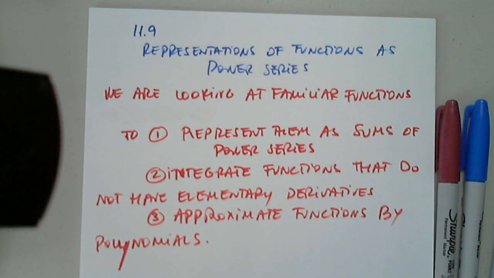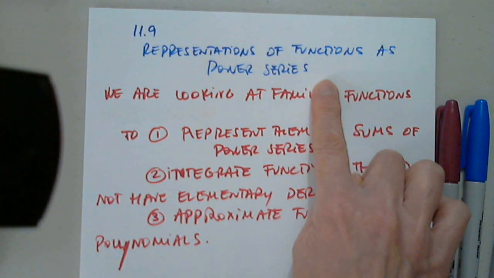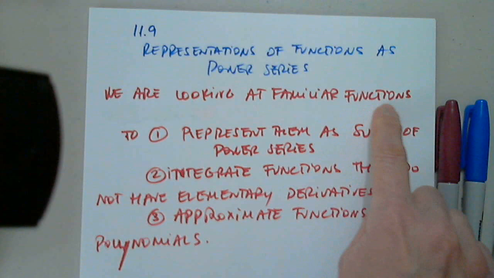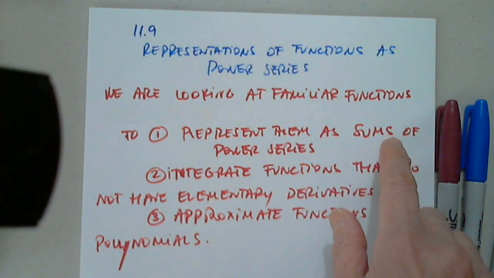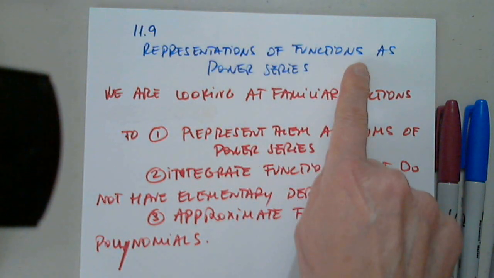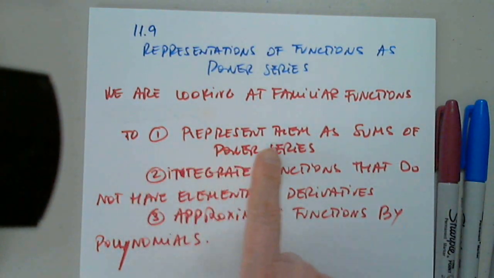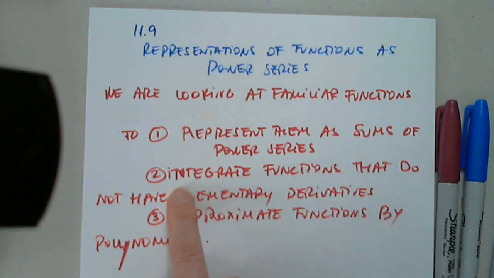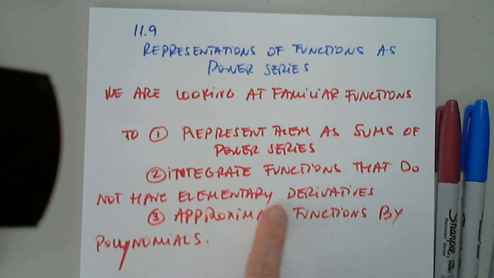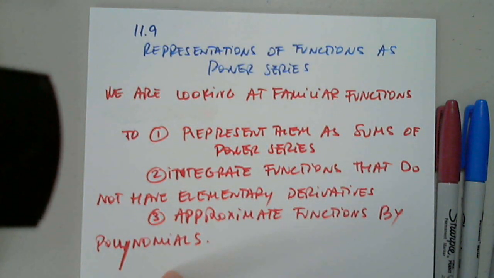Hello again. We continue with chapter 11 with 11.9, representations of functions as power series. We are looking at familiar functions, and we're going to have a list of functions that are presented as power series. Why? Number one, to represent them as sums of power series. What do we use that for? To integrate functions that do not have elementary derivatives, and also to approximate functions by polynomials.